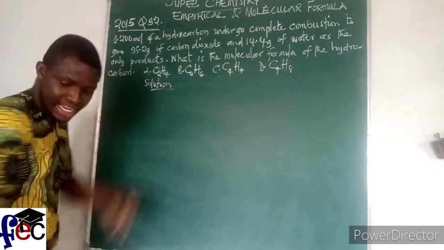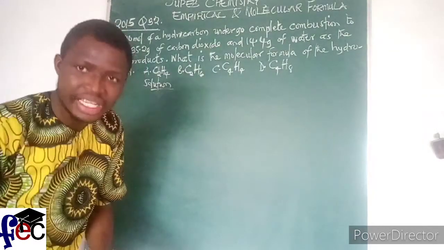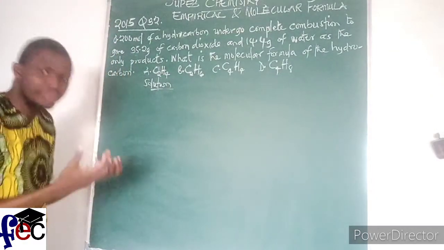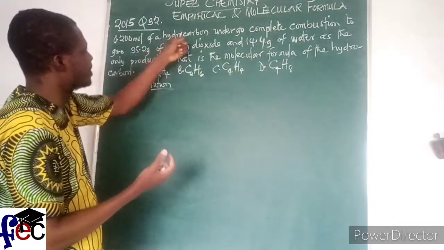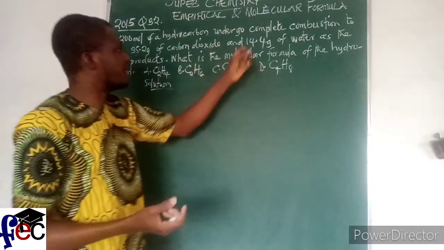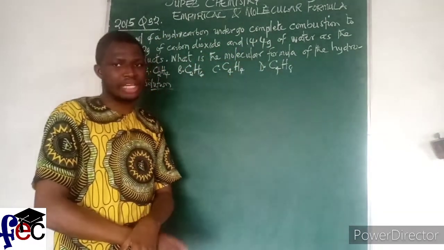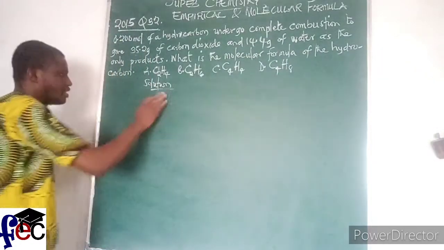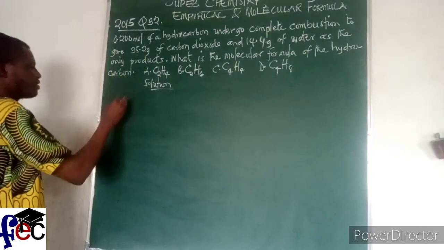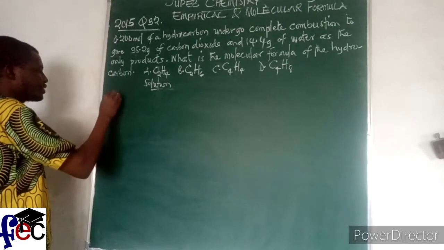So before I start analyzing, I need to first take the step of getting the quantity of carbon, that's the mass of carbon present in the hydrocarbon, and the mass of hydrogen present in that hydrocarbon. So how do I do that? Now look at it.